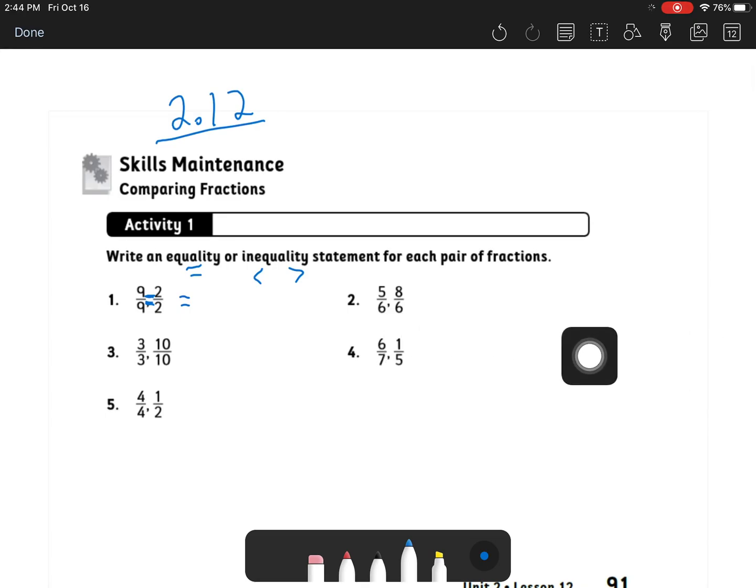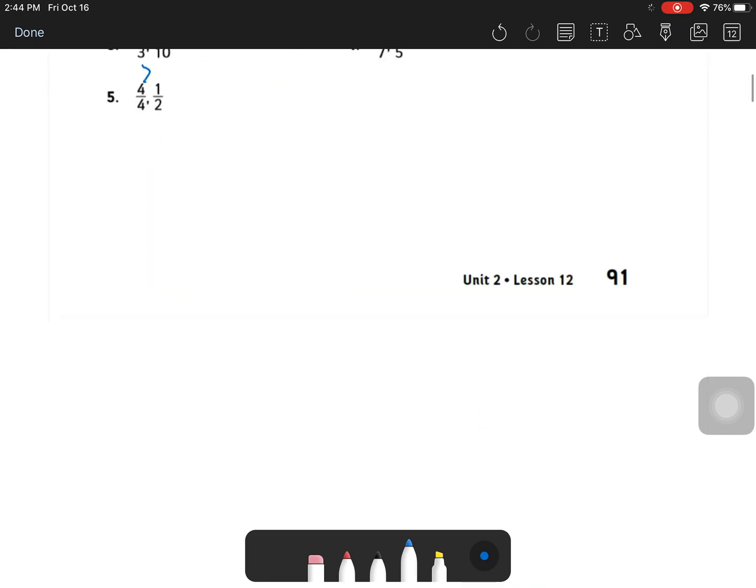And for this one, 5 over 6 compared to 8 over 6, well, 5 over 6 is less than. 3 over 3 and 10 over 10, again, same idea, those are going to be equal. Now 6 over 7 compared to 1 over 5. Well, 6 is very close to 7, 1 is not very close to 5, so 6 over 7 is greater than. 4 over 4, that's equal to 1, and that is greater than 1/2.